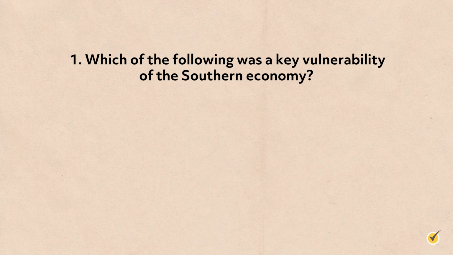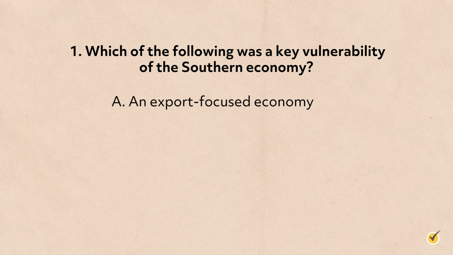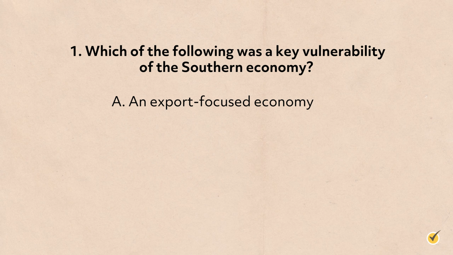All right, to wrap things up, let's go over a couple of review questions. Number 1. Which of the following was a key vulnerability of the Southern economy? A. An export-focused economy. B. Price gouging. C. Labor shortages. Or D. High taxes. The correct answer is A. The focus on exporting raw materials meant a naval blockade would seriously disrupt the flow of goods and ability to sustain a war effort.